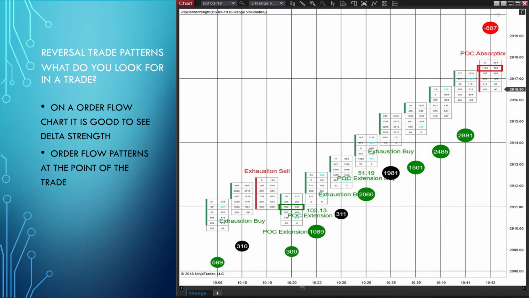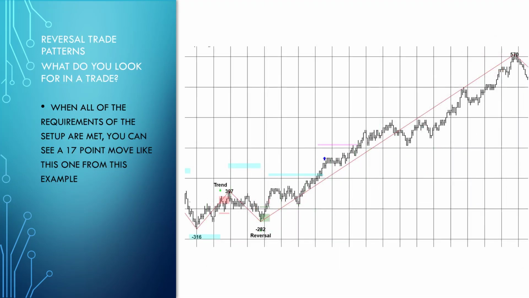The last thing we look for is we look to the order flow chart to see that we had order flow and to see good delta strength at the point of the trade, which we did. It is extremely interesting to see this chart because of the strong buying that occurred all the way up and no opposing order flow signals until you reached the top. When we have all the requirements of the setup and they're met, you can see a 17-point move like this one from this example that we just talked about.